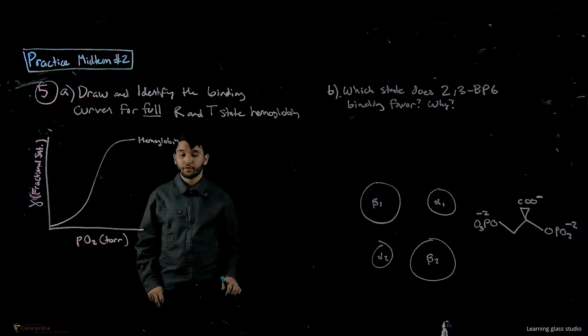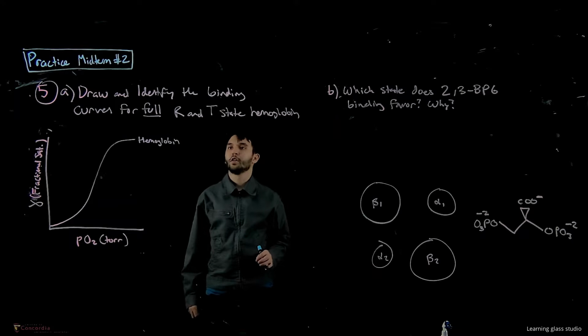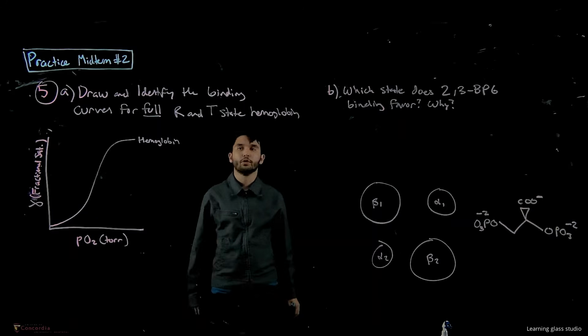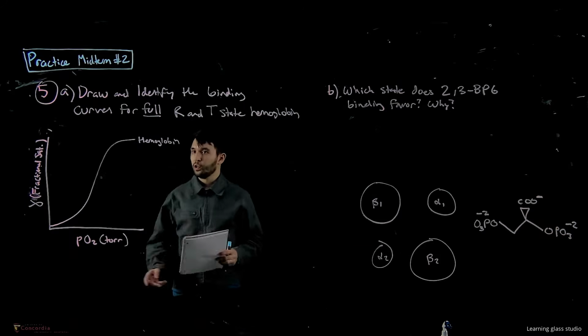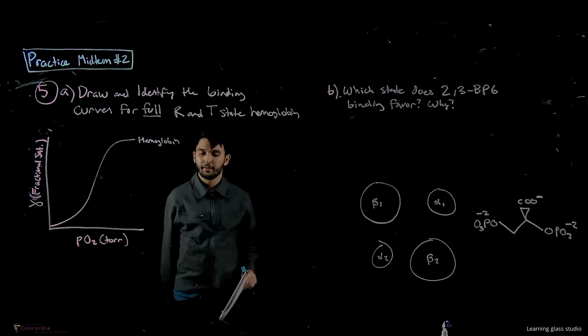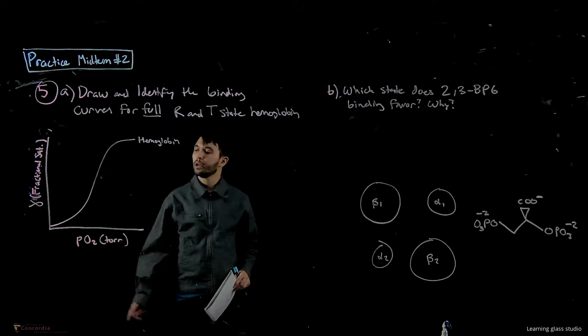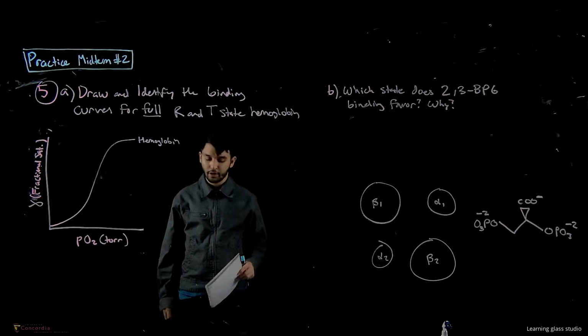All right, question 5 asks us to draw and identify the binding curves for the full R and T state hemoglobin. This is a 4-part question, and this is part A. We have the hemoglobin curve given. On the x-axis is the partial pressure of oxygen in torr, and on the y-axis is Y, which is the fractional saturation of oxygen.